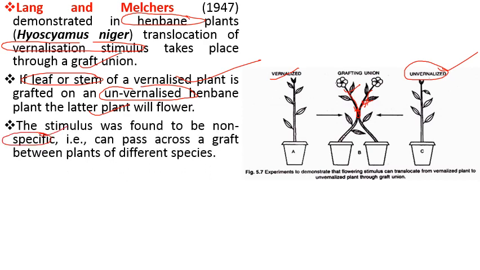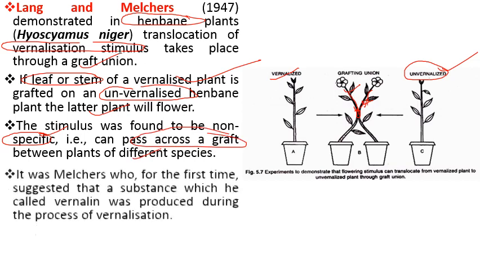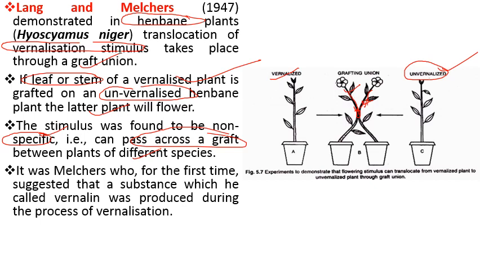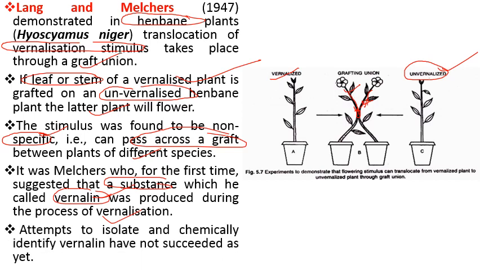The stimulus was found to be non-specific. It means it is not part specific, that is, it can pass across a graft union between the plants of different species. It was Melchers who, for the first time, suggested that a substance, which he called vernalin, was produced during the process of vernalization. So he was the first person to use the term vernalin for that hypothetical hormone. Attempts to isolate and chemically identify vernalin have not succeeded as yet.